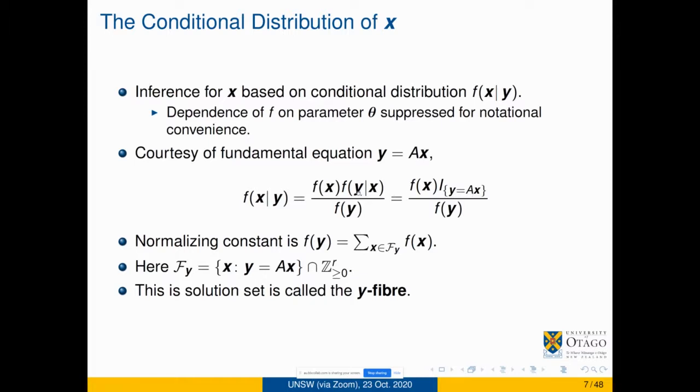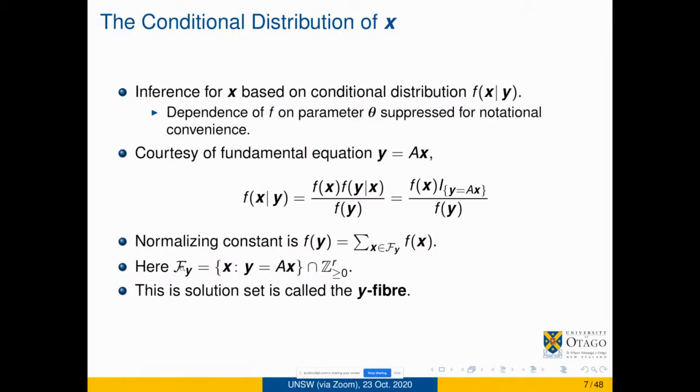In other words, if y is compatible with x, y equals ax, then you get a 1, otherwise you get a 0. f of x is the marginal for x, for which we have a mass probability model, and f of y here is the marginal for y, and that's given just by the sum of f of x values. Notice this sum is taken over script f of y.